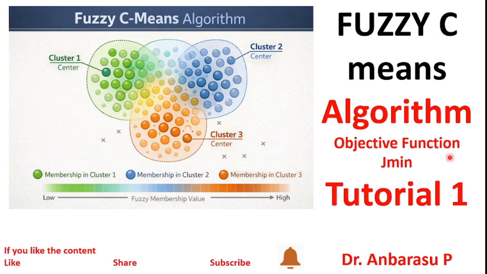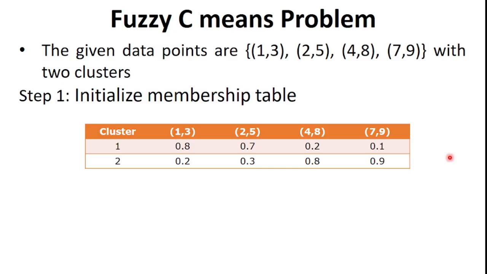Welcome back to the problem solving session on the topic fuzzy C-means algorithm with the help of objective function J-mean. In this case we are considering 4 data points, namely 1, 3; 2, 5; 4, 8; and 7, 9, and we are going to split them into two clusters, namely C1 and C2. As an initial step we are going to initialize or assume the membership values for the first data point 1, 3.